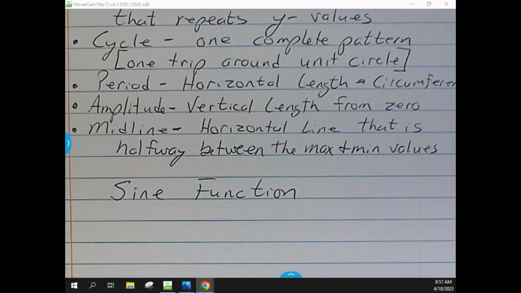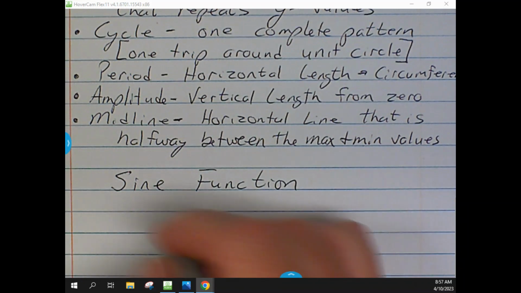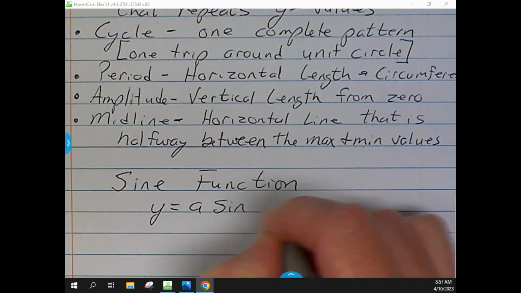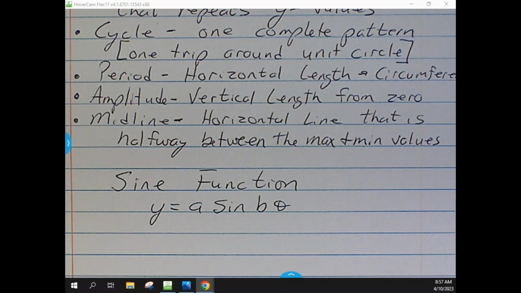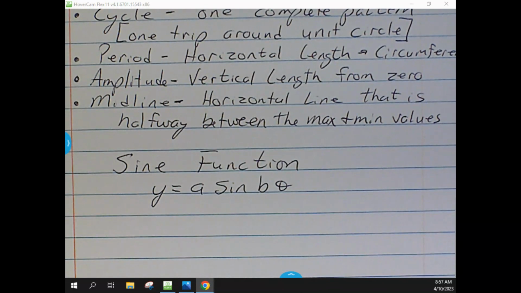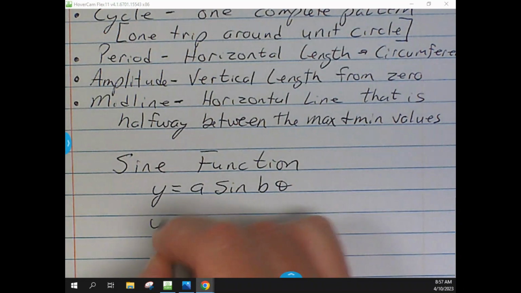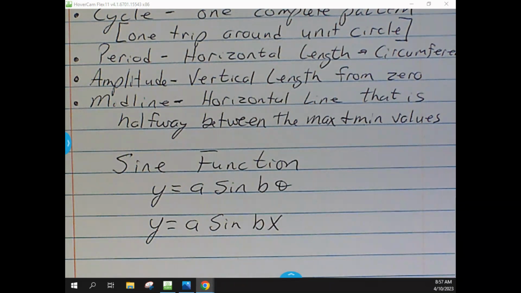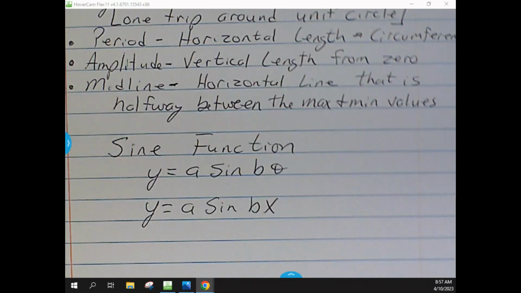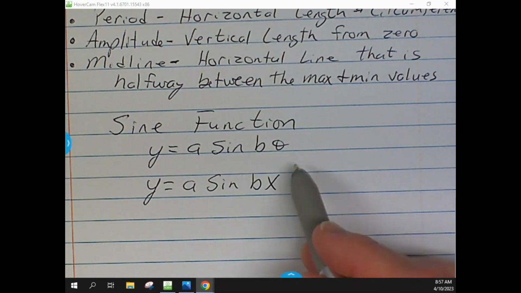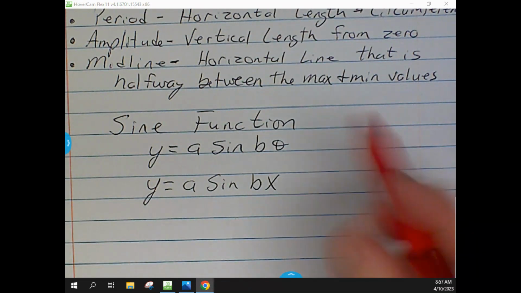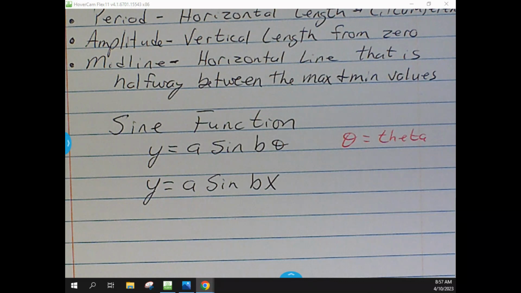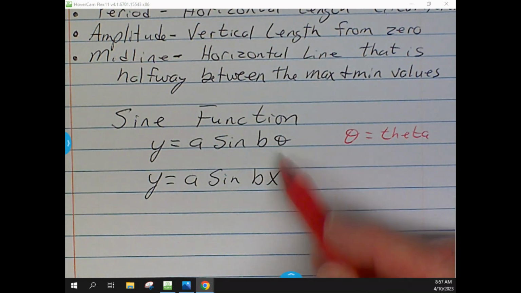All right, so for the sine function, here's your basic setup for it. It's y equals A times sine of B theta. Sometimes people get a little confused on that, so here's another way you could see it: A times the sine of Bx. Some people get a little thrown off with theta. Theta in that case is just another variable, so you can think about theta being like x; those two things are interchangeable.